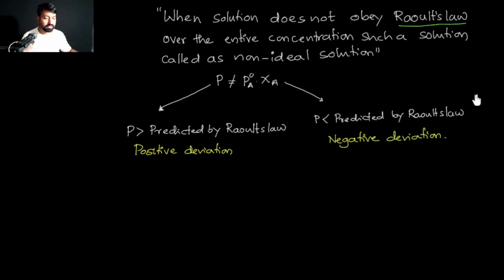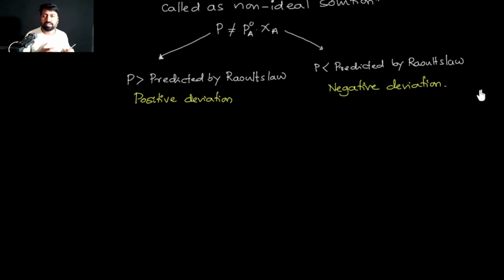Let's understand why the positive deviation occurs in a solution, and why the solution does not obey Raoult's law. Let's take an example for the positive deviation. Let me have the solute here. These are solute particles, and these are the solvent particles. There is a force of attraction between the solute particles and also between the solvent molecules. Let me write: this is solute, and this one is solvent.